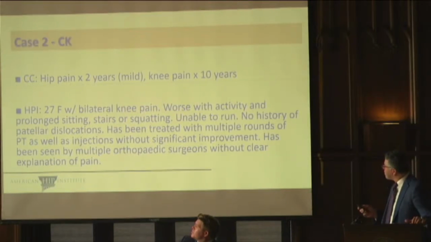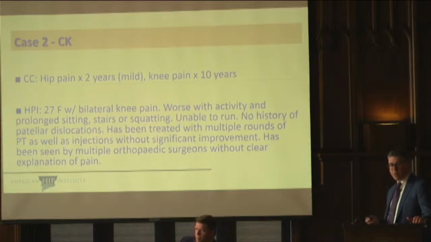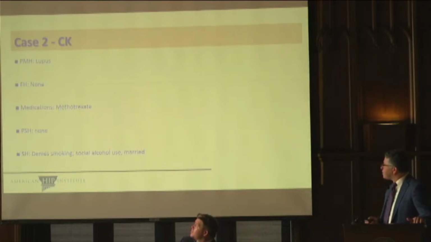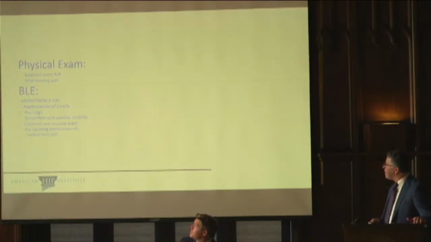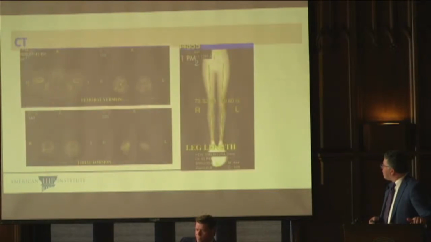So skipping to the next case, this is a 27-year-old female, bilateral knee pain, and initially came to my office complaining for 2 years of mild hip pain, but that was intermittent, sporadic, and then when questioned really had 10 years of chronic knee pain, but she had dismissed that because ultimately she had been to multiple orthopedists, she'd had MRIs, she'd had workups there, and everything looked normal. Past medical history of lupus on methotrexate, Beighton score of 5, mild in-toeing gait, hypermobility of the patella, positive J sign, and leg length and coronal alignment showed no significant issues.